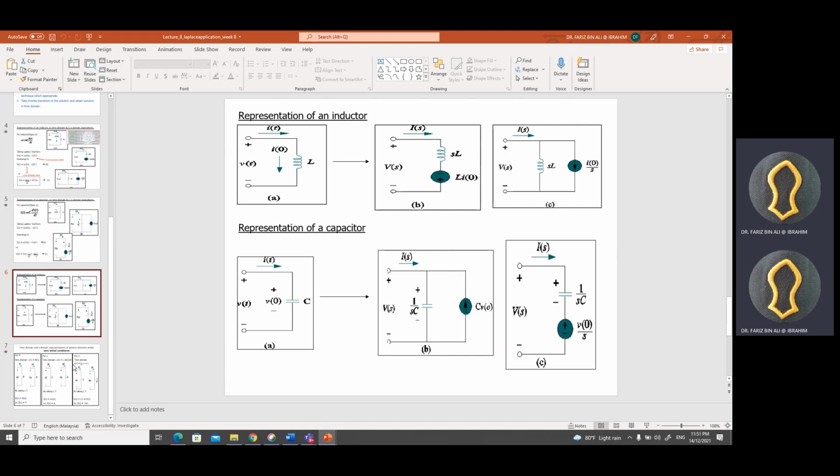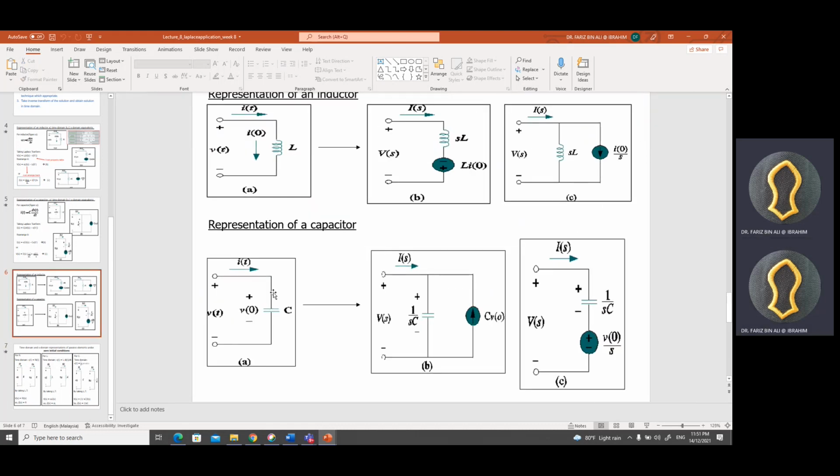So when we have initial condition, as you can see here, for the inductor, it will be either using a voltage source or using a current source. It's up to you. You can choose this B or you can choose C. So here I decided to use C. The initial current is minus 1 ampere.